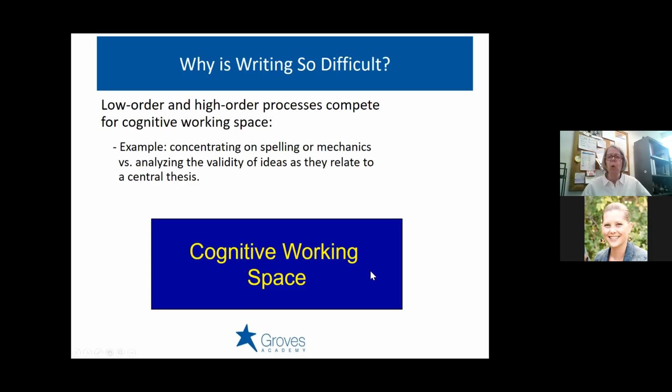Or for those of you who want to compare it to how a computer works, cognitive working space is a little bit like RAM in a computer. And in old computers, you remember how, as I do, you had too much stuff open on your computer and it would crash because it just couldn't manage to keep all those things together. Well, cognitive working space is similar to that.